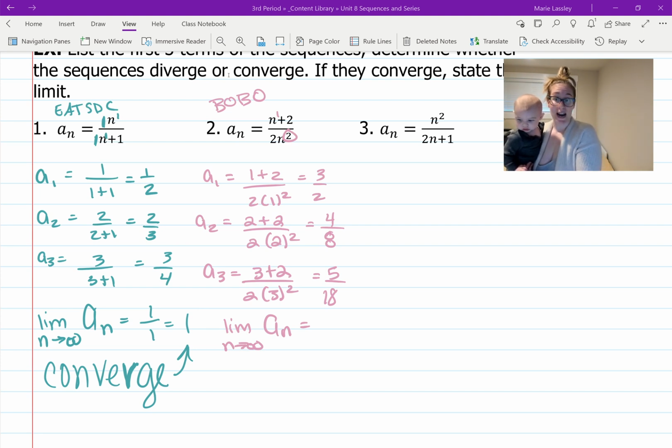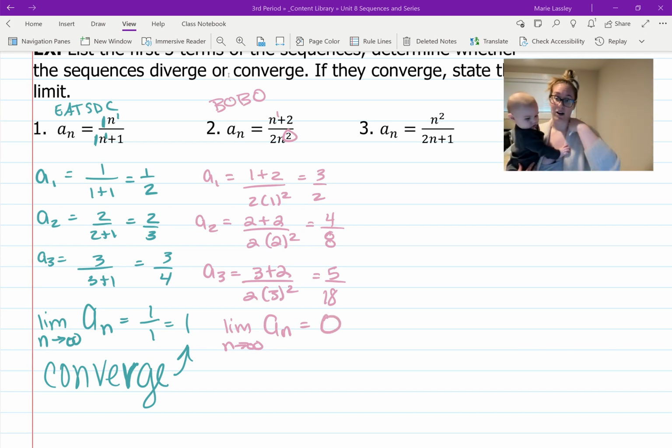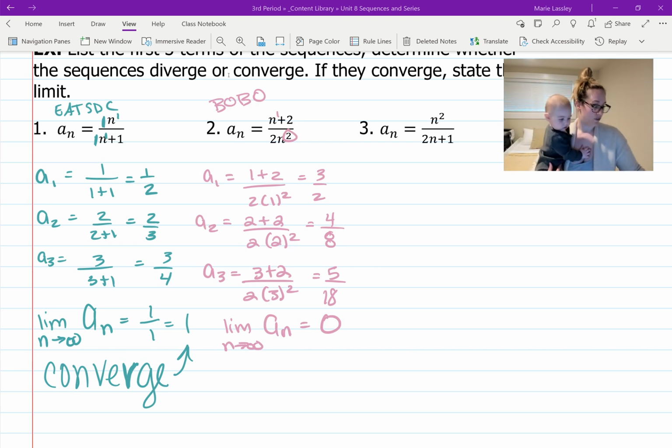And it makes sense, right? Our numbers are getting smaller and smaller, and they're going to continue to get smaller, which is going to make our fraction get closer and closer to 0. So our limit of our sequence is 0. All right, and since we have a value, we would say that this converges to 0.